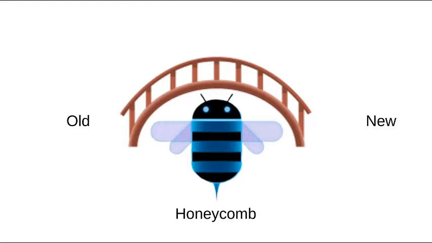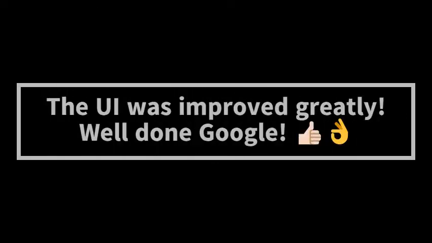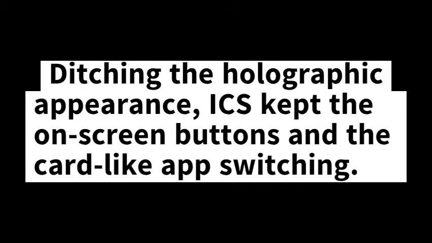With Honeycomb acting as the bridge from old to new, Ice Cream Sandwich, also released in 2011, served as the platform's official entry into the era of the modern design. The release refined the visual concepts introduced with Honeycomb and reunited tablet and phones with a single, unified UI vision. It carried over core system elements like the on-screen buttons and a card-like appearance for app switching.